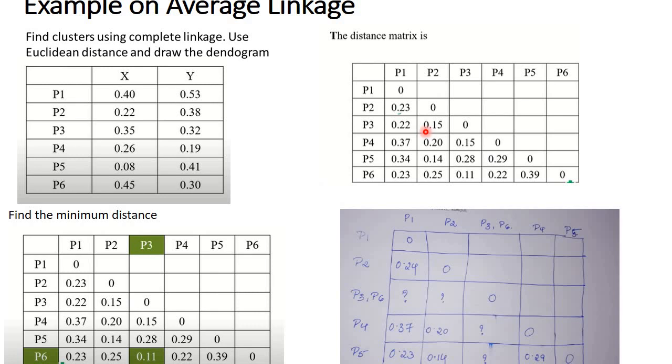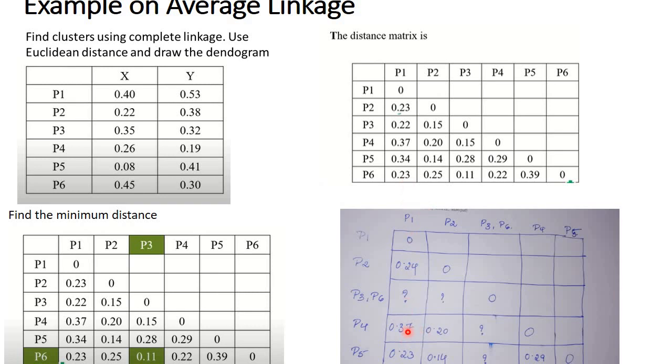So first step, what I do, I find the minimum value in the lower half. So it is 0.11. It is marked here. So I can club P3 and P6. P3 and P6 is clubbed here. It is clustered and the matrix looks like this. Now other values are already available. P1 to P2 is already available, that is 0.23, and P1 to P4 is available, 0.37.